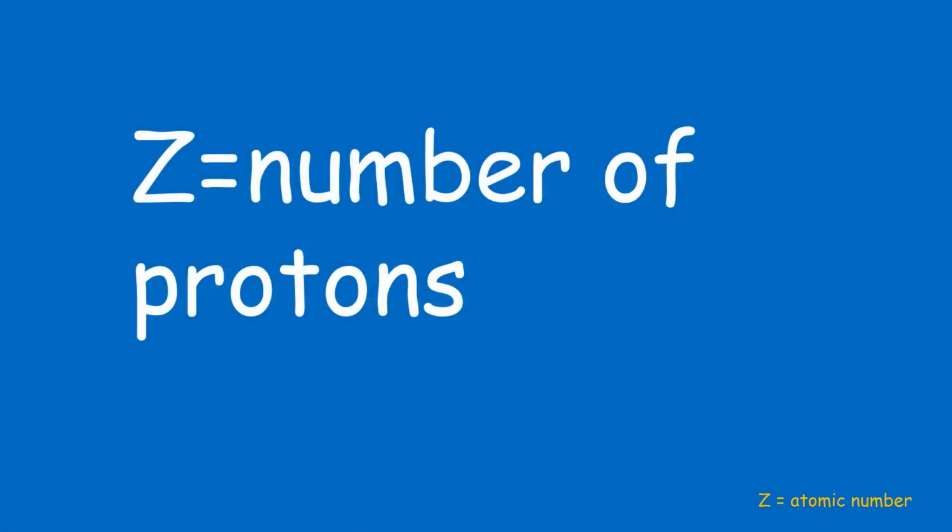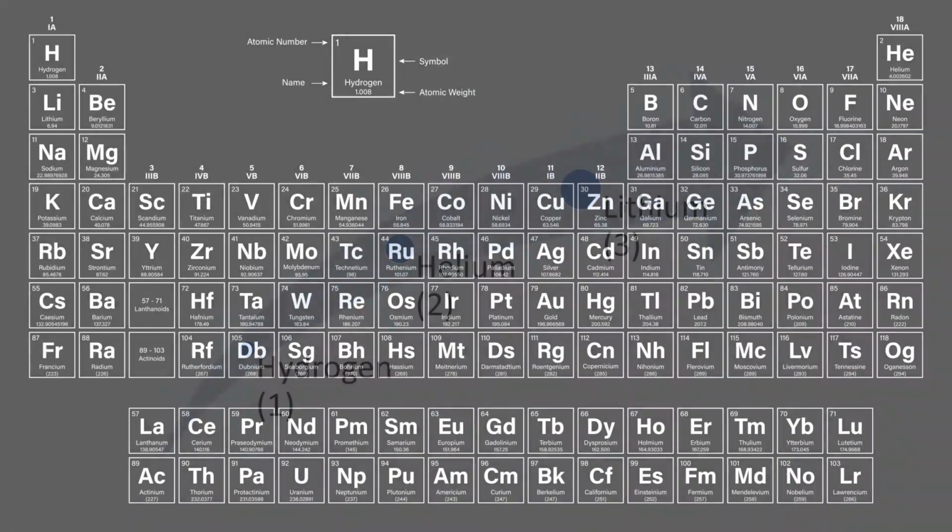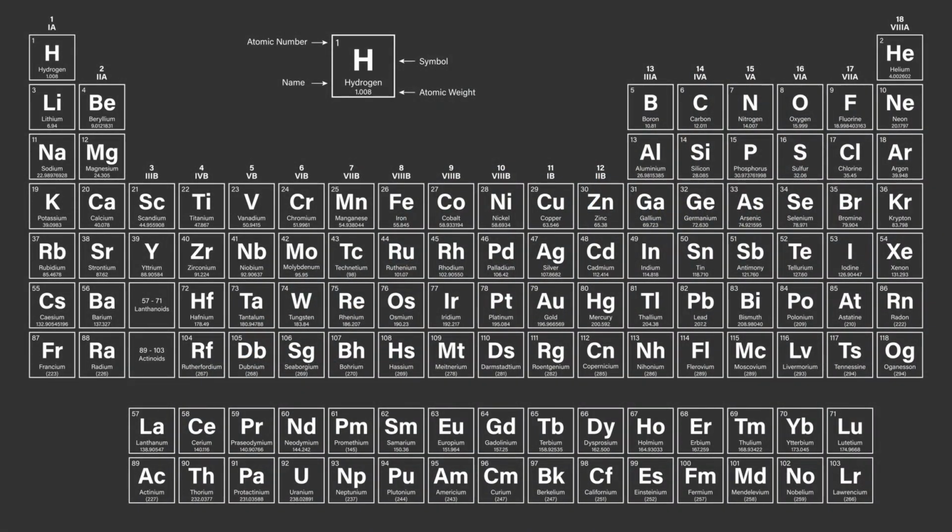Elements are arranged in order of increasing atomic number, and as mentioned in the previous video, atomic number is equal to the number of protons of the element. For example, hydrogen has 1 proton, so its atomic number is 1. Helium has 2 protons, so its atomic number is 2. Therefore, the first element in the periodic table is hydrogen, while the second element is helium. Using this rule, the elements have been grouped effectively.